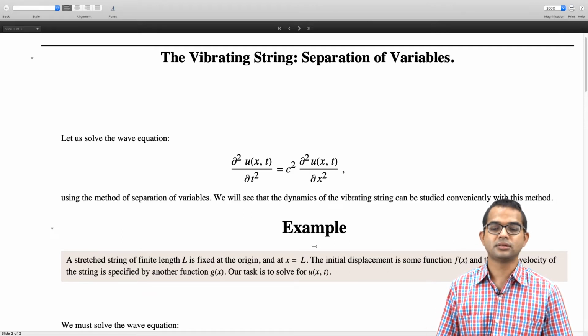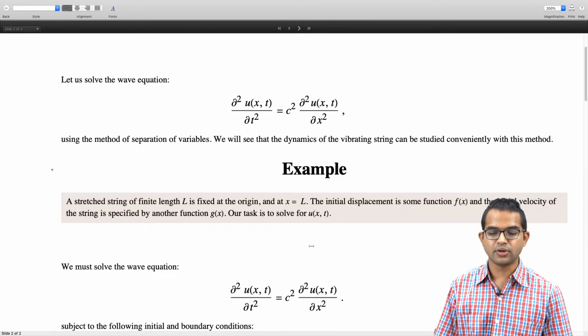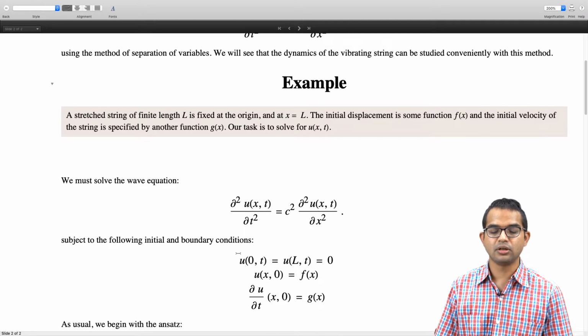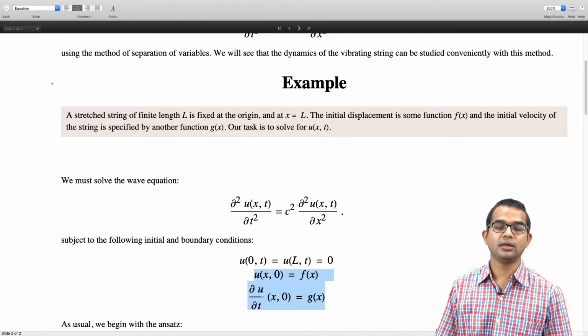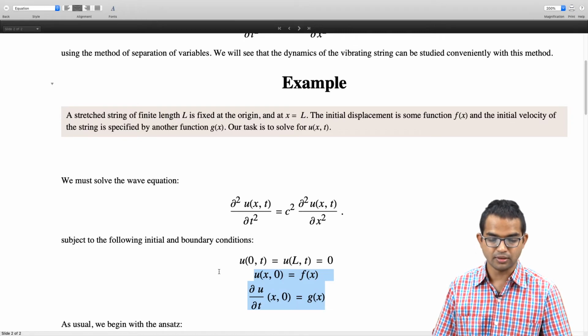So our task is to solve for u of x comma t, right. So we have this wave function which needs to be solved, and it's always helpful to write down explicitly all the boundary conditions and initial conditions. Here the boundary conditions are, at x equal to 0 and at x equal to L, this function must be 0, and at time t equal to 0 u of x comma 0 is f of x, and dou u by dou t of x at time t equal to 0 is another function g of x, which is some arbitrary function which is specified.